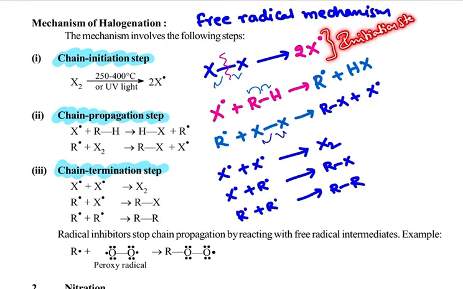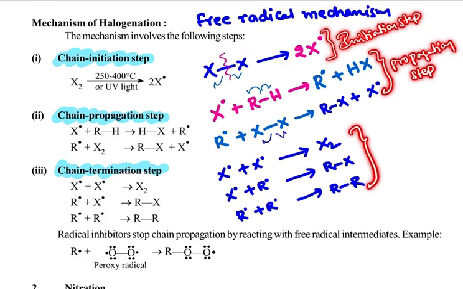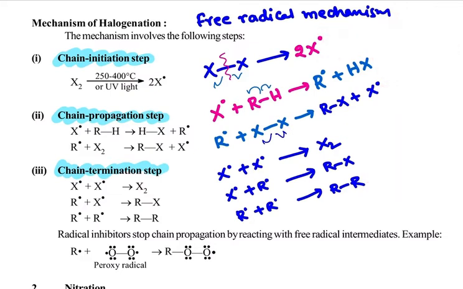This one is the initiation step and this one is the propagation step. And these three are the chain termination step. Okay, students, understand? So, like that, it is halogenation. That means chain initiation step, chain propagation step, chain termination step.